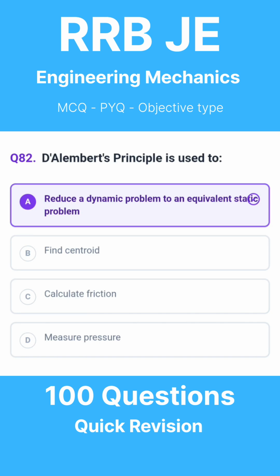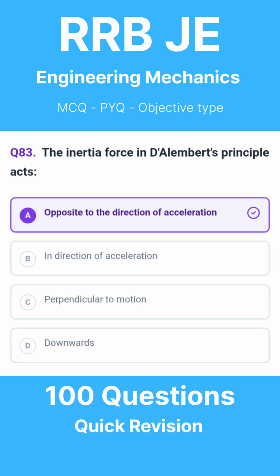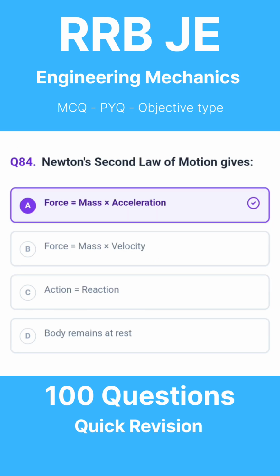Question 82. D'Alembert's principle is used to. The correct answer is reduce a dynamic problem to an equivalent static problem. Question 83. The inertia force in D'Alembert's principle acts. The correct answer is opposite to the direction of acceleration. Question 84. Newton's second law of motion gives. The correct answer is force equals mass times acceleration.